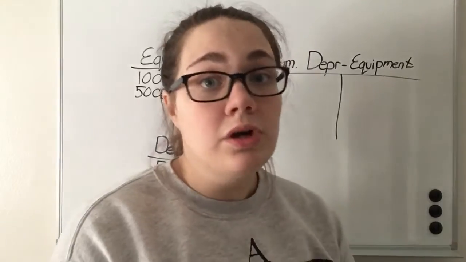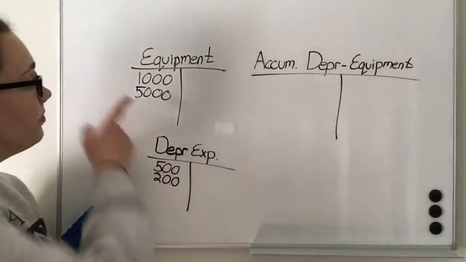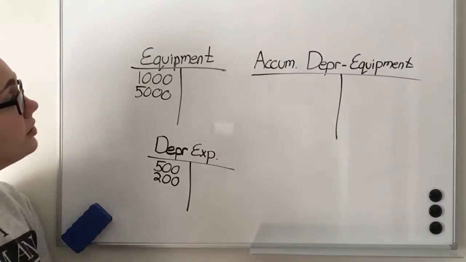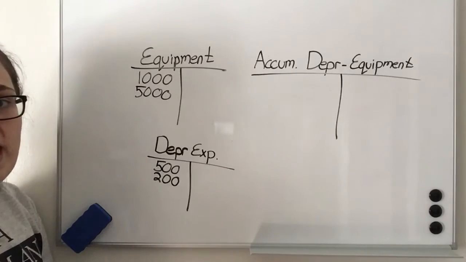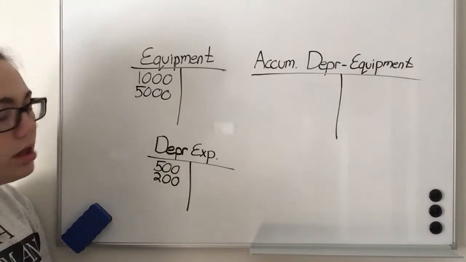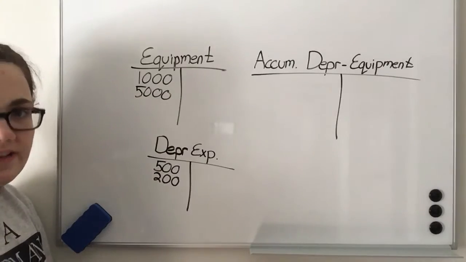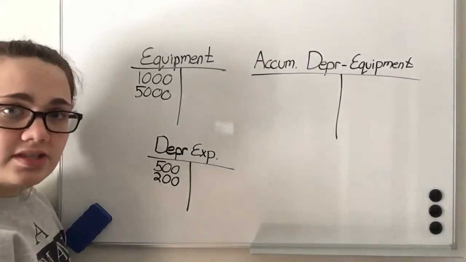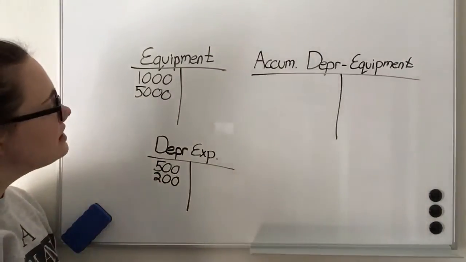So right here, we're Nabisco, and I'm going to show you an example. $1,000 for equipment. That is for our computer. And then $5,000 for a really fancy machine that stamps our Oreos. I really like Oreos, so that's what I picked.